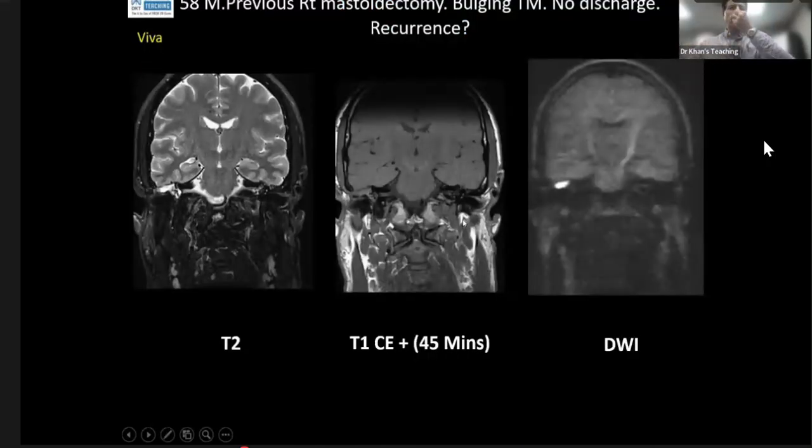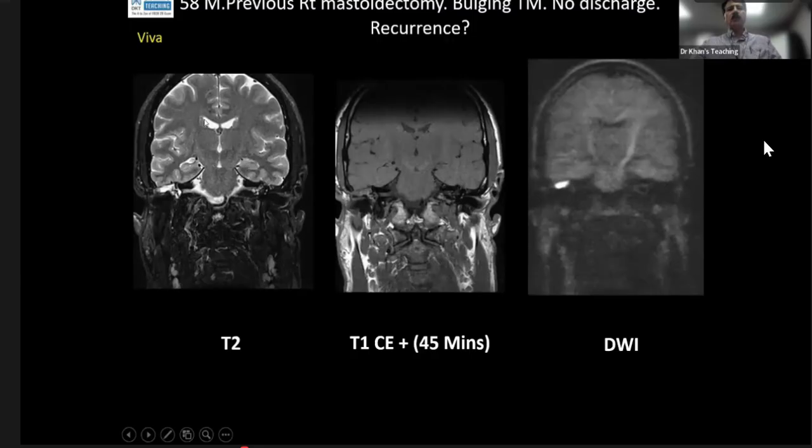Okay. Now, this is a new world. What is happening here is the patient has got a right-sided mastoidectomy. And is there a recurrent cholesteatoma? That is the question. And we have done various sequences. I will tell you why they were done.